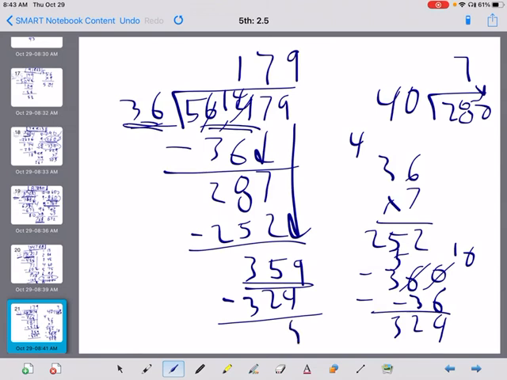9 times 4 is 5. 5 times 3, 5 minus 2 is 3. So I get 179, remainder 35.